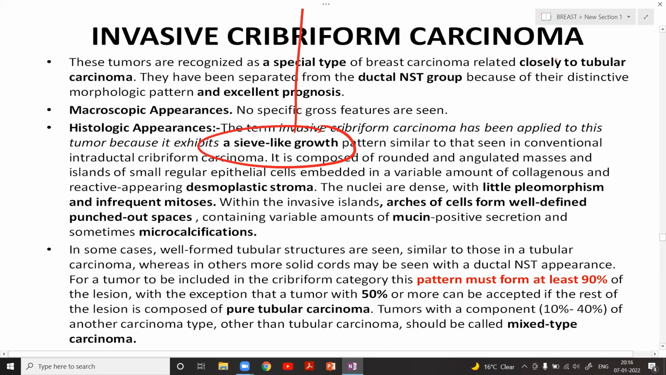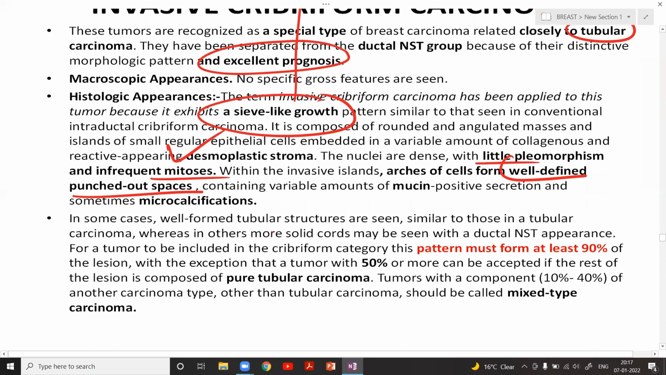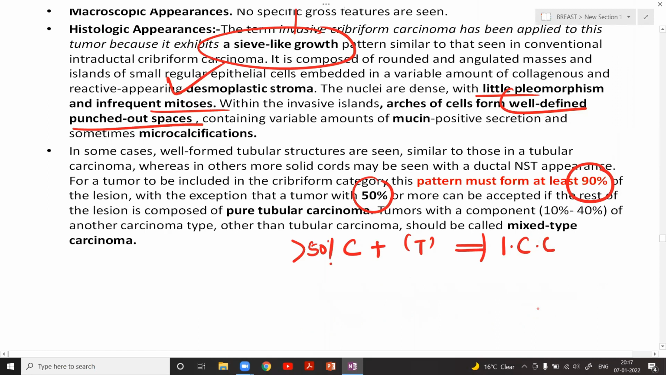Just like the tubular variety, these are very closely related to tubular carcinoma, and they also have an excellent prognosis. Again, just like the tubular variety, desmoplastic stroma will be there, and these tumors have little pleomorphism, no mitosis, and well-defined punched out spaces. For the diagnosis, 90% of the tumor should be cribriform. The only condition where around 50% is acceptable is if more than 50% is cribriform and the remaining tumor is the tubular variety. Then we label it as invasive cribriform carcinoma of the breast. Just remember one thing.